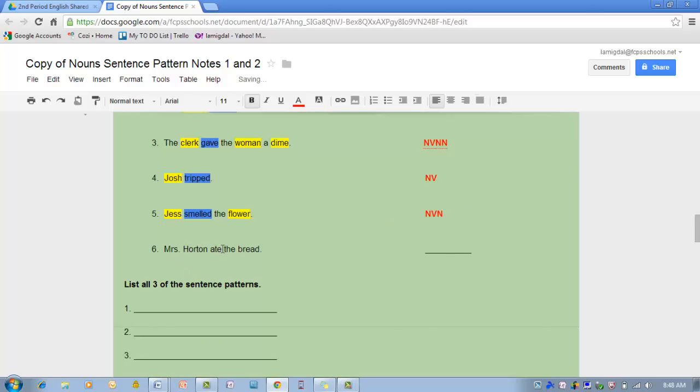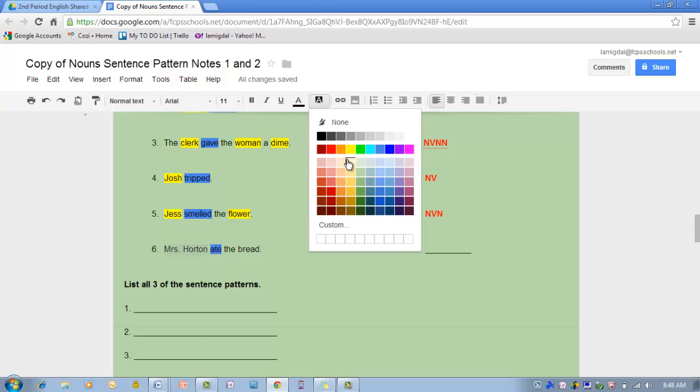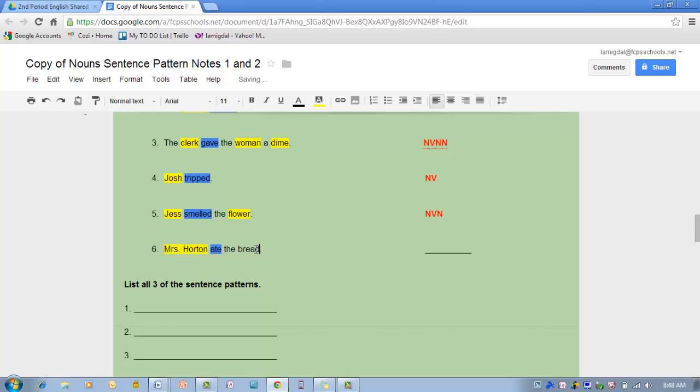And then Mrs. Horton ate the bread. The action is ate, so we're going to put that in blue. That's the verb. Mrs. Horton is in front of the verb, and that is a noun. And behind the verb is bread. And that again is a thing, which is a noun. And so we have noun, verb, noun.